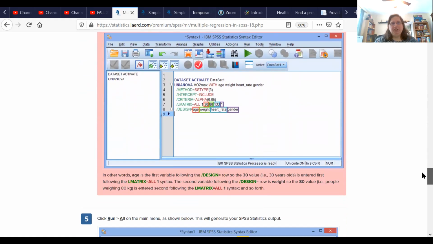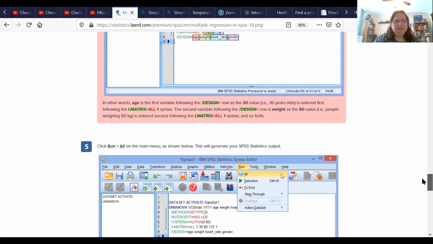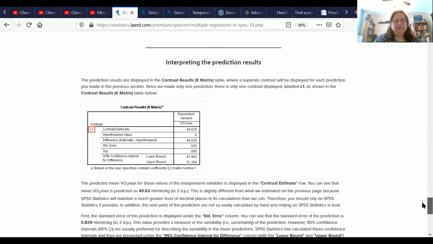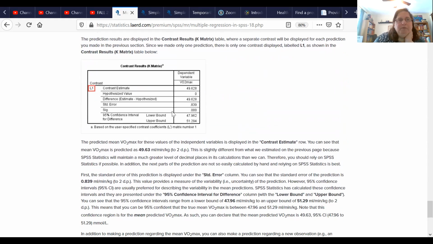And this is just showing you, you have to do it in the same order as what it appears in the design. So 30 years of age, 30 goes with age, 80 goes with weight, 133 goes with heart rate, 1 goes with gender. And the 1 is always first that you enter because that's for your intercept. Okay. Then you would click run all. And then here would be your result.